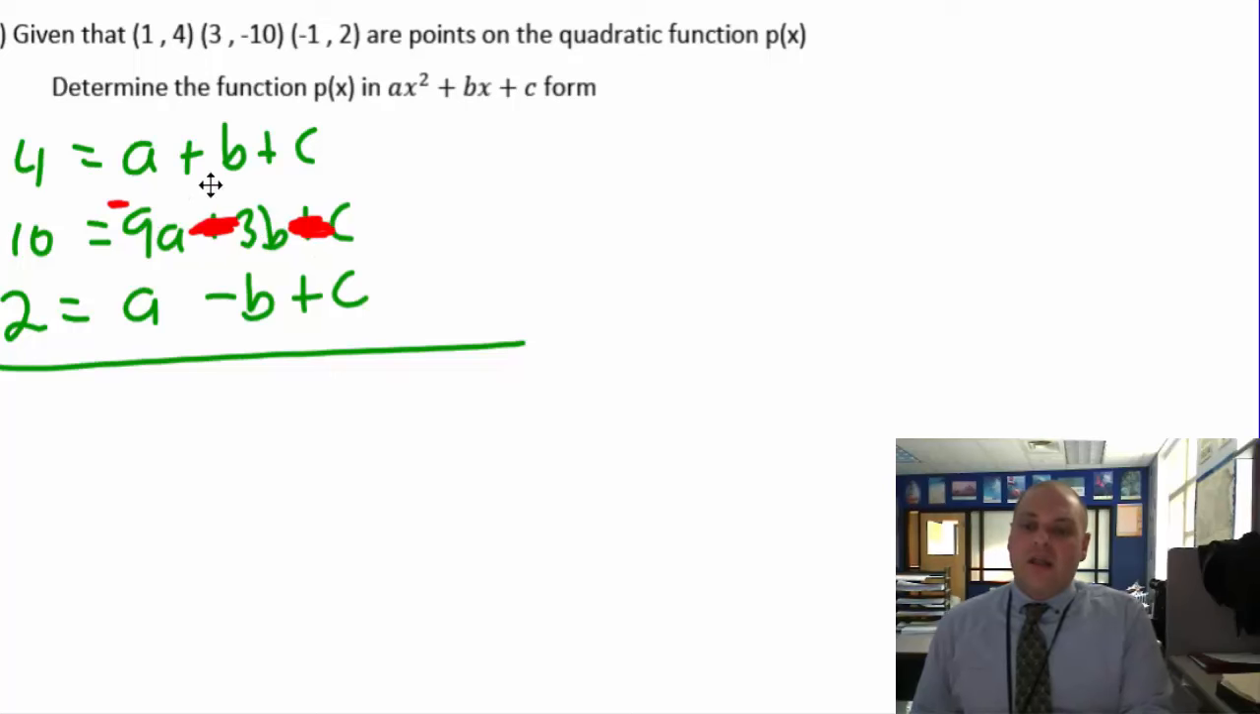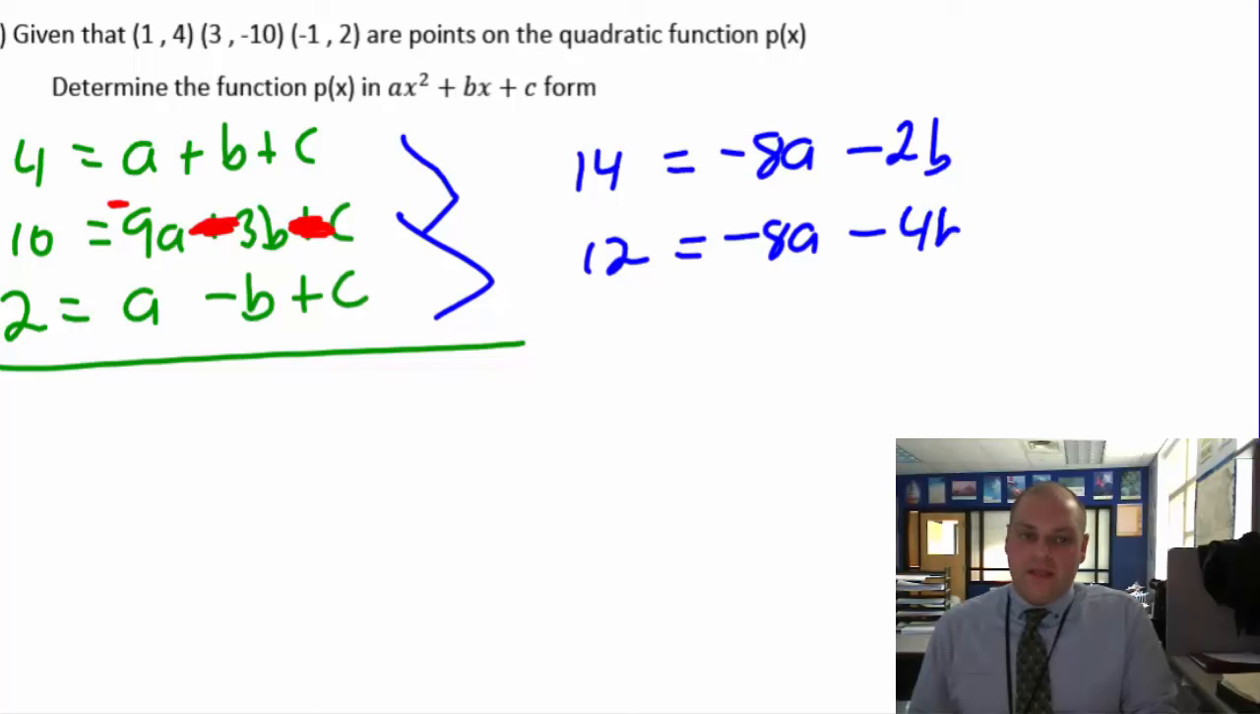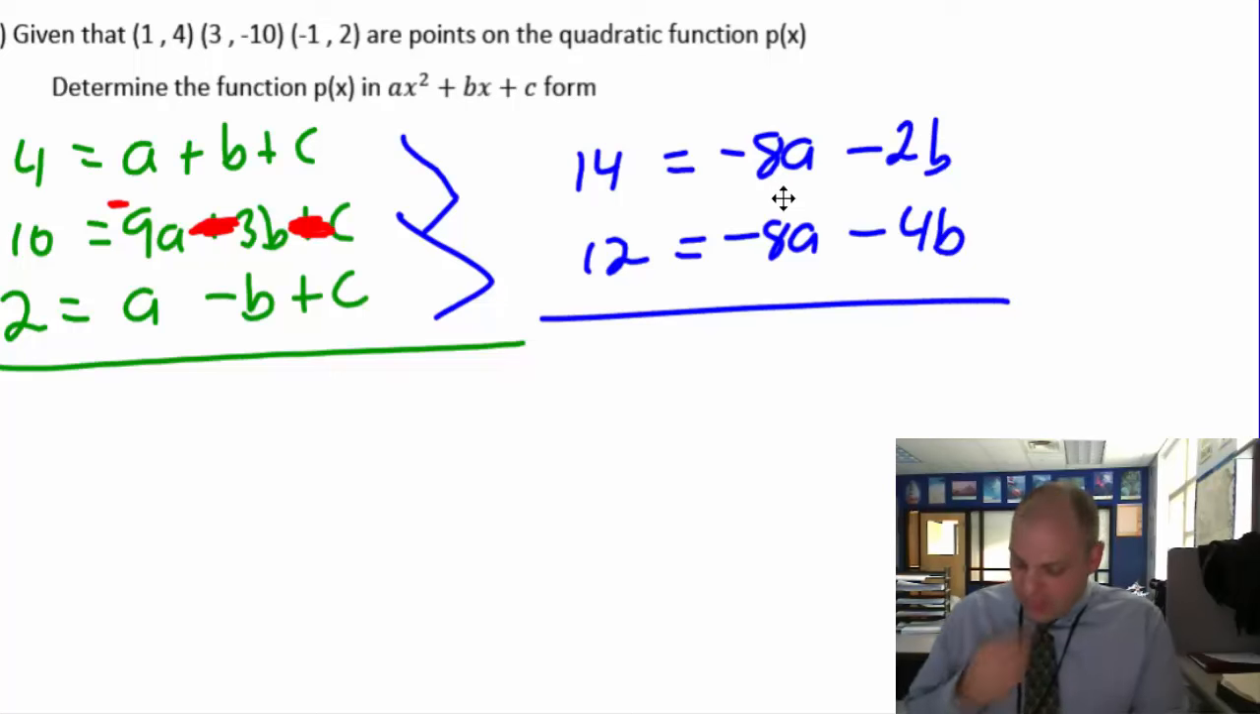I do that, and now I know the first 2 equations give me an AB, and the second 2 equations give me an AB. So if I combine the first 2 equations, I get 14 equals negative 8a and then minus 2b. If I combine the second and third equations now, I get 12 equals negative 8a minus 4b, and then again the c's drop out. Now I have a 2-variable system.